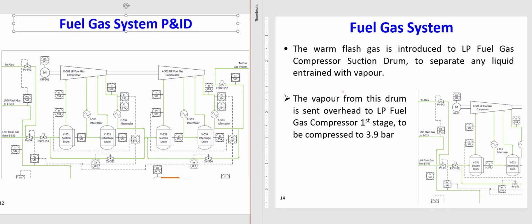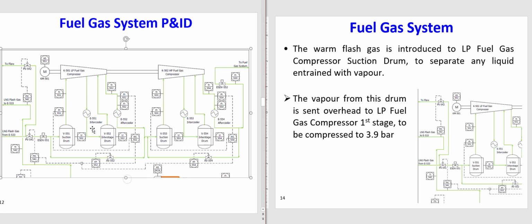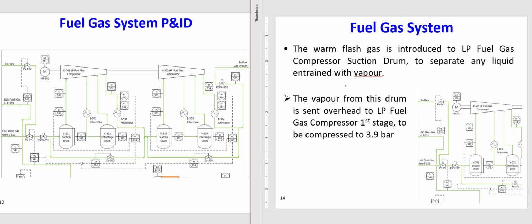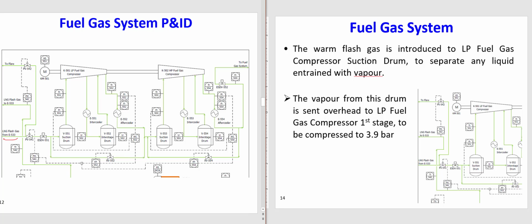Then the warm flash gas. Now I'm going to use this figure more to explain. Now, the warm flash gas is introduced to the low pressure fuel gas compressor suction drum. So this is your warm fuel gas stream, warm flash gas or fuel gas that is going to this suction drum.